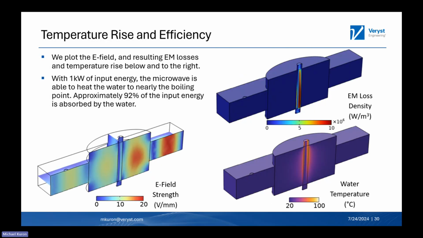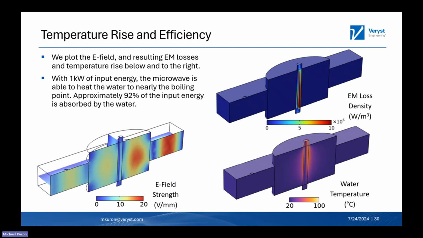And from there, we couple the electromagnetic flow and heat transfer equations, solve them in a fully coupled fashion in COMSOL Multiphysics, and predict our loss density, electric field strength, and ultimately water temperature rise. And so what we find in this scenario, and which is quite interesting, is that the temperature reaches nearly 100 degrees C by the time we reach the outlet of just this one sector of the cavity, and that approximately 92% of the input energy is absorbed by the water.